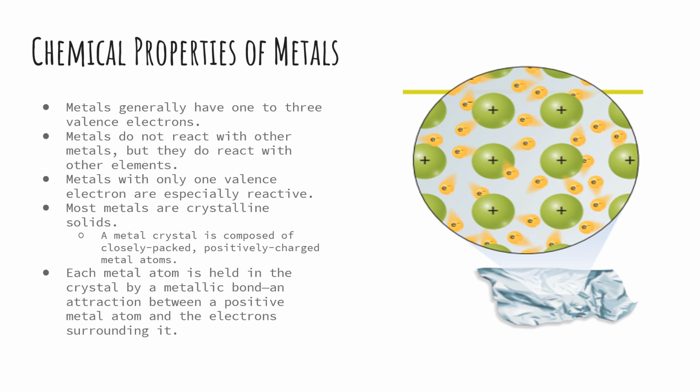Chemical properties of metals. Metals generally have 1 to 3 valence electrons. Metals do not react with other metals, but they do react with other elements. Metals with only 1 valence electron are especially reactive. Most metals are crystalline solids. This is a metal crystal. A metal crystal is composed of closely packed, positively charged metal atoms. Each metal atom is held in the crystal by a metallic bond, which is an attraction between a positive metal atom and the electron surrounding it.